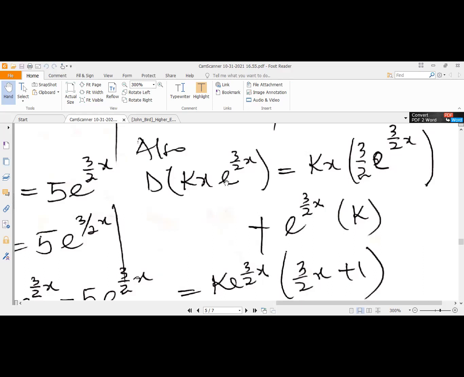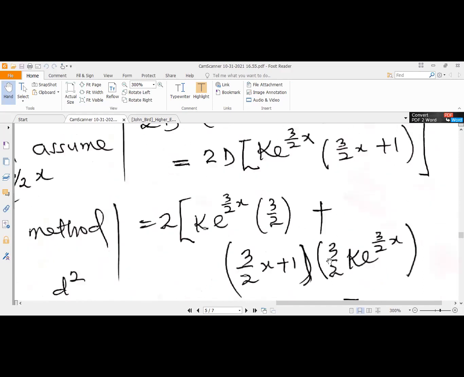If I differentiate exponential, then it will now be plus. I will keep exponential 3 over 2x, then differentiate x, and I will have 1. Now, we can factorize k and exponential 3 over 2x. If we factorize this out, we now have k exponential 3 over 2x, then into brackets 3 over 2 multiplying by x, then plus 1. Are we together now? So this is the first derivative.